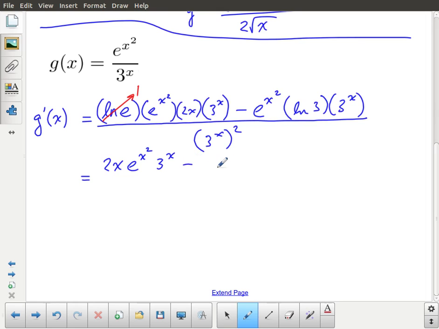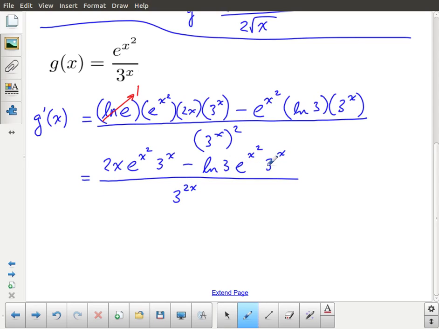Minus, now this one, the constant is ln 3, and there's nothing I can do with that. I want to keep an exact value. E to the x squared, 3 to the x, all divided by 3 to the x to the 2, which is going to actually be 3 to the 2x, using one of our power rules.